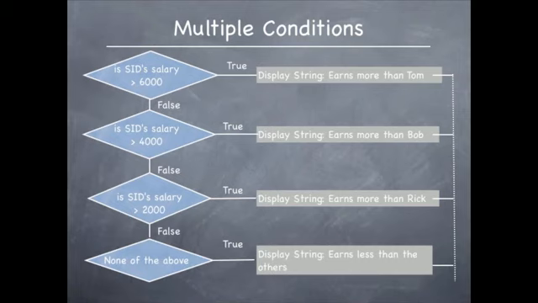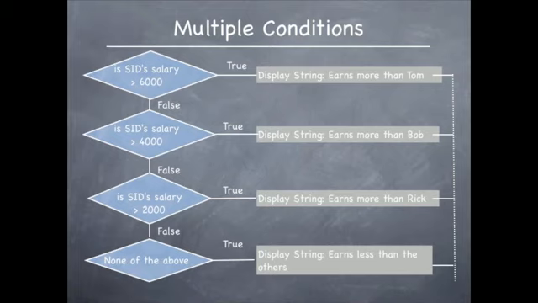A variation of the case statement is a searched case statement. On this slide is a flowchart that describes how different checks can be done. First, a check is being done to see if Sid's salary is greater than 6000. If that is true, the string to display is earns more than Tom. If it is false, another check is performed to see if Sid's salary is greater than 4000. If that is true, the string to display is earns more than Bob.